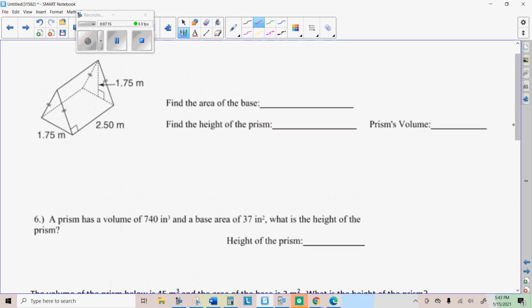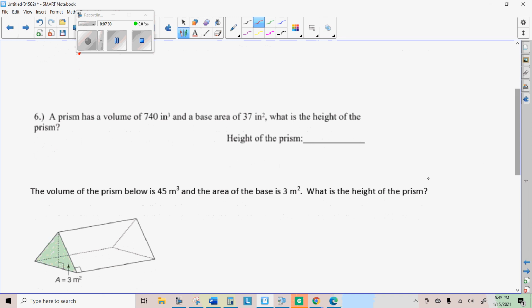Now one thing on this one, I'll just caution you. The height of the prism is the distance between those two parallel triangular bases. So be careful on that.